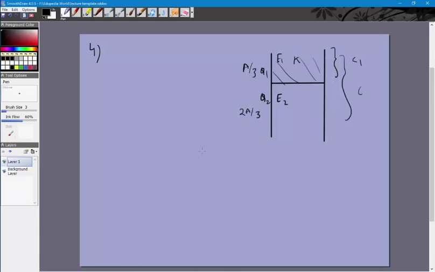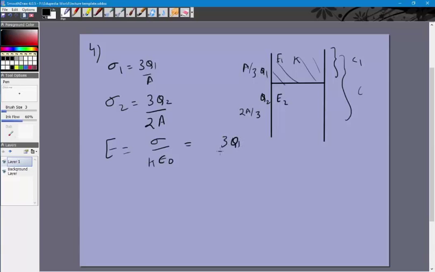What is sigma in both cases? Sigma 1 is equal to Q1 by A by 3 or 3 Q1 by A. Sigma 2 is equal to 3 Q2 by 2A. And what is the electric field? Electric field is equal to sigma by K epsilon naught. Right. So electric field for the first one is 3 Q1 by K A epsilon naught, and for the second one is 3 Q2 by 2A epsilon naught.